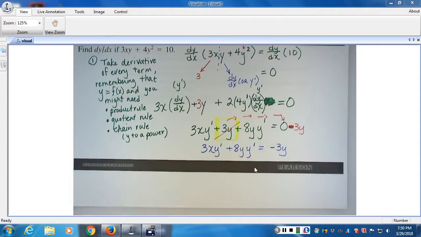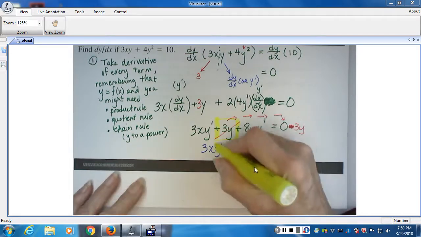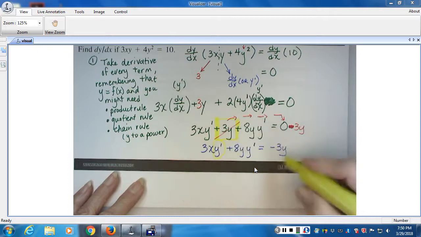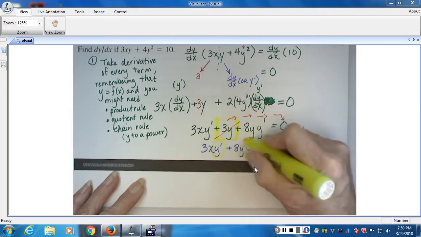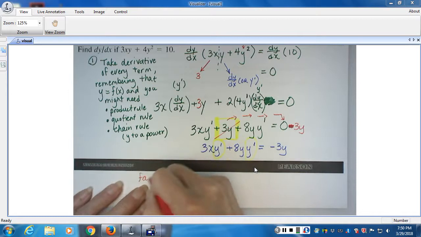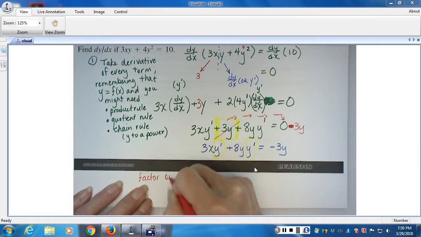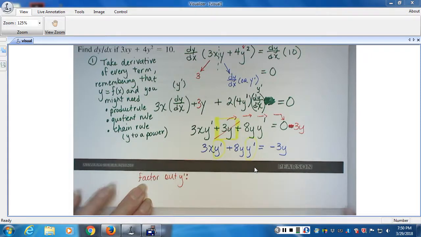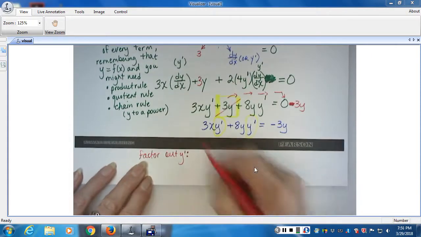That's where we are right now. And this is what I want you to notice. There's a y prime here. There's a y prime there. Both terms have a y prime. Factor it out. That's what we're going to do next. We're going to factor out y prime.